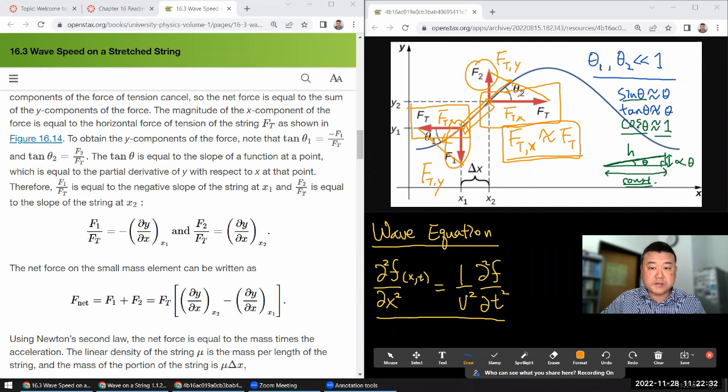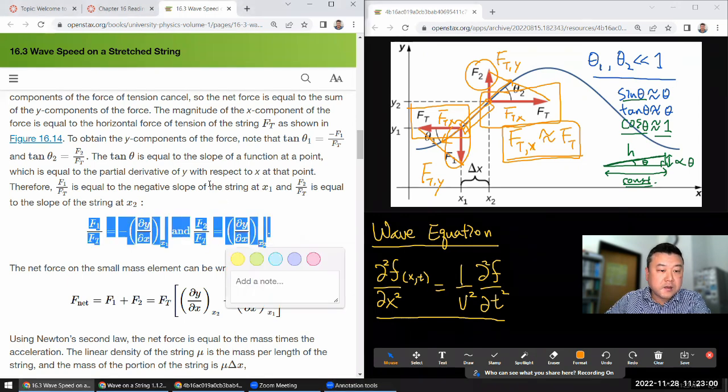Tangent theta 2 is f2 over ft. And I believe, are they keeping things general? Well, I guess here they are letting theta 1 become negative. Tangent theta is equal to the slope of a function at a point, which is equal to the partial derivative of y with respect to x at that point. So this is the equation they are writing down to express that.